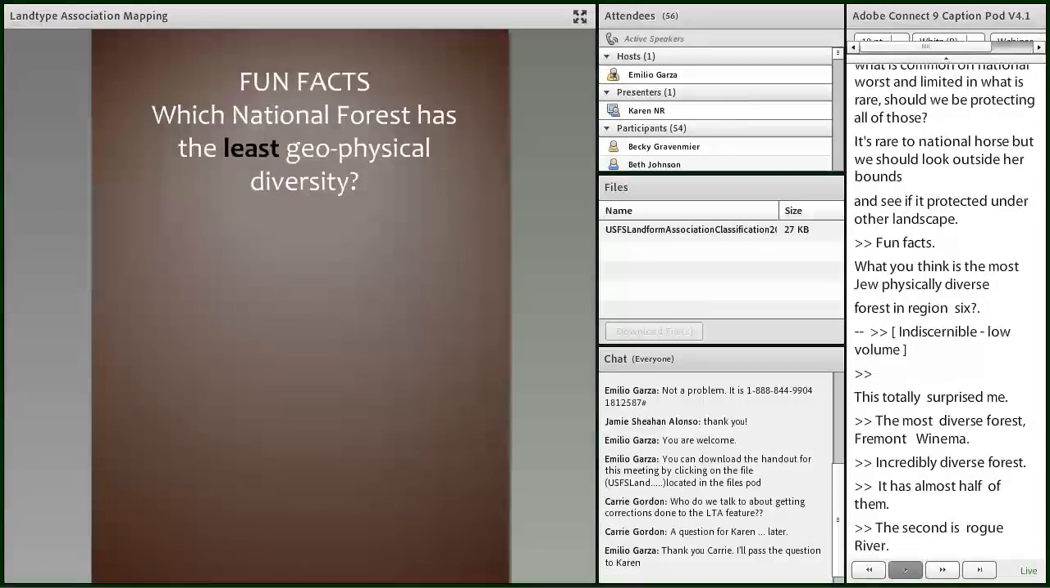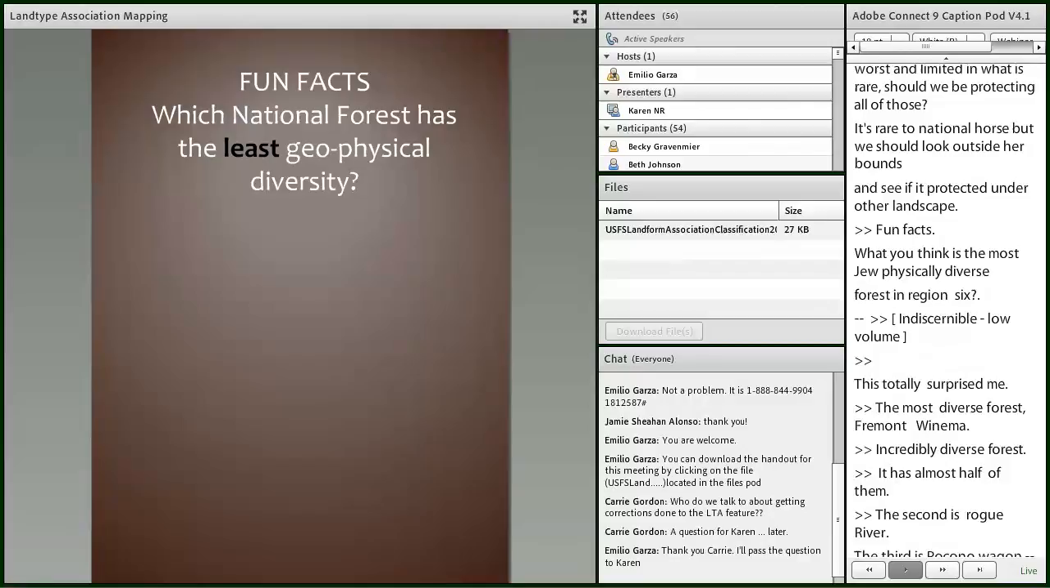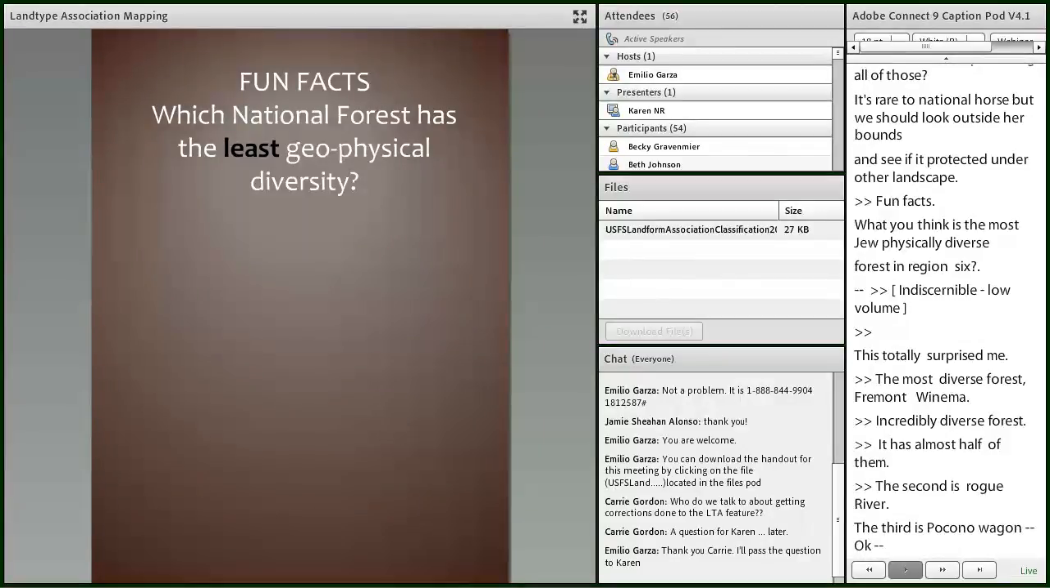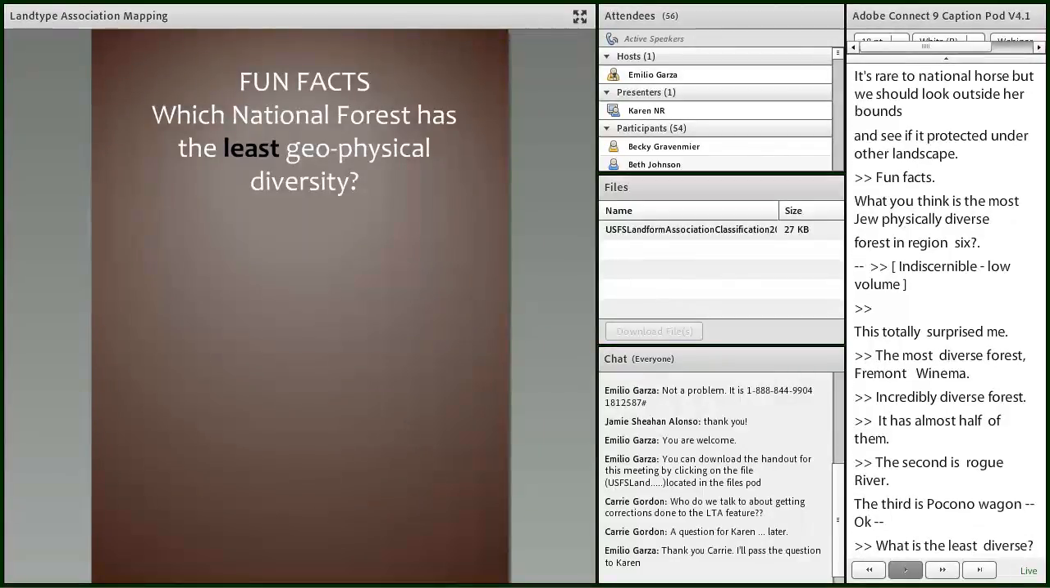So, okay, what are the least diverse national forests? Olympic, Umatilla, Siuslaw. No. Siuslaw, I didn't think it was so not diverse, and I worked there for 20 years, but evidently. The Colville is the least.